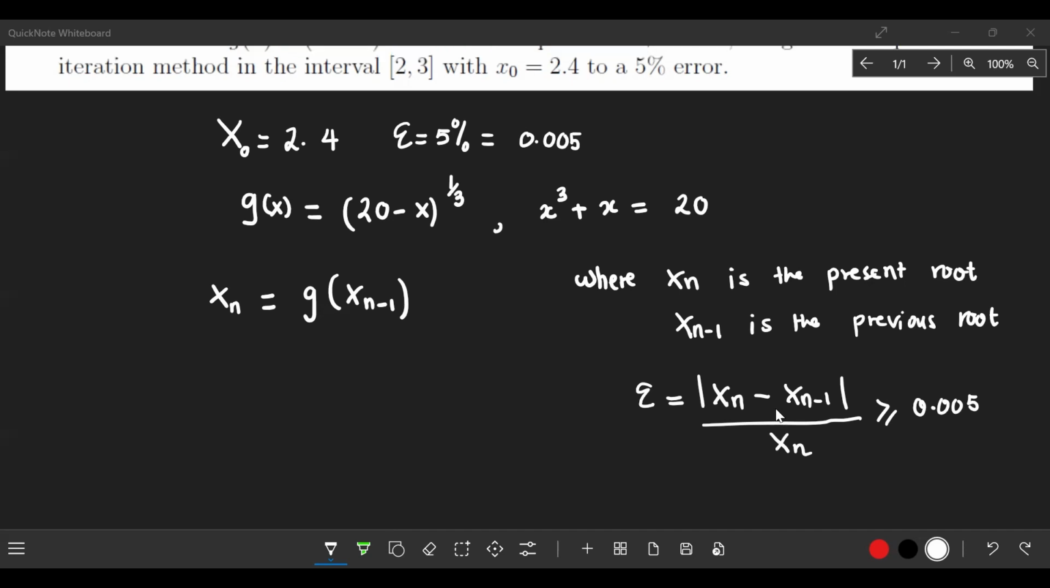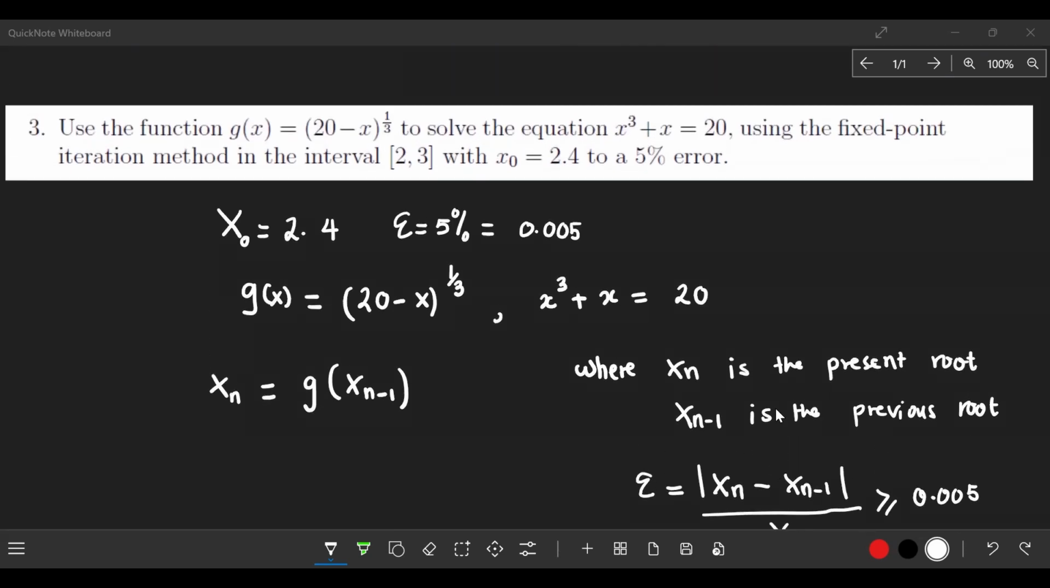So we start. We're still looking at the fixed point iteration method, and this is the third question from the tutorial sheet that you shared some days ago. The question reads: use the function g of x equal to 20 minus x, in brackets, to the power 1 over 3, to solve the equation x cubed plus x equal to 20 using the fixed point iteration method in the interval from 2 to 3 with x naught equal to 2.4.